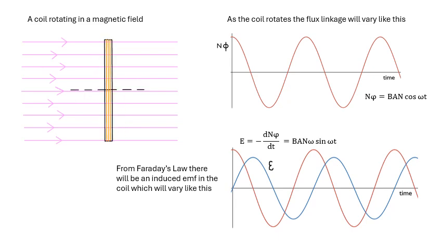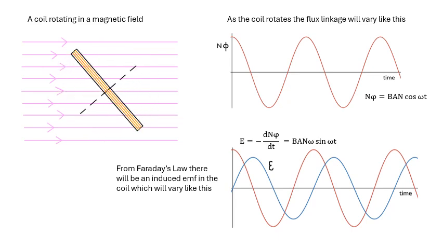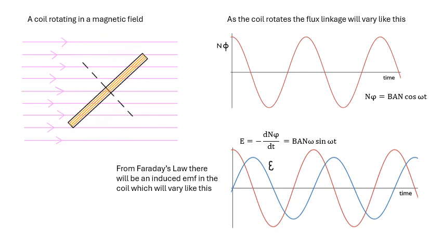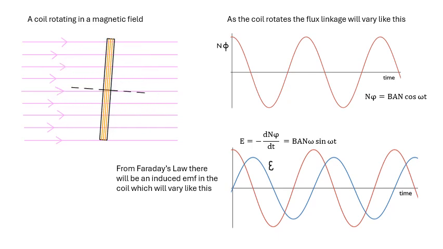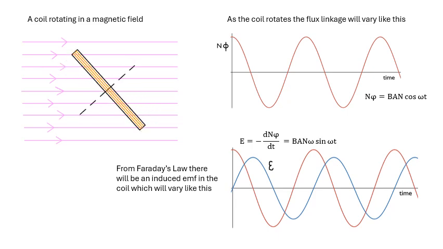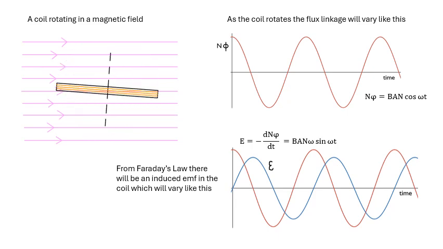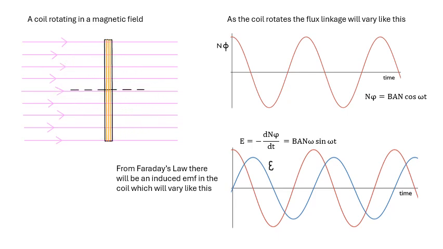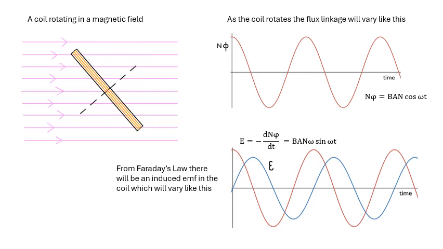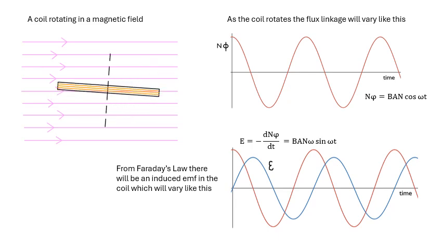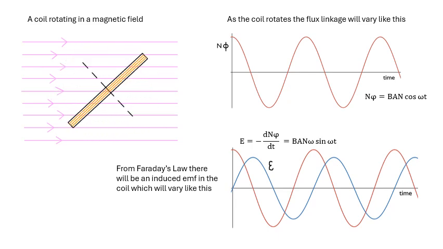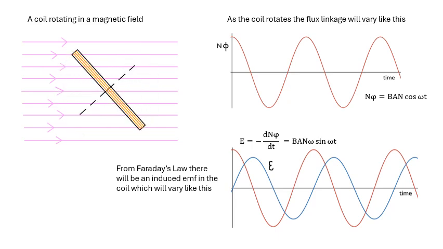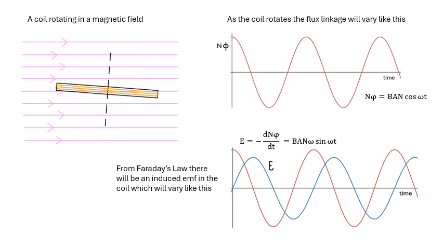Now, note that NΦ we said was BAN cos omega t. Because theta equals omega t, omega is theta over t, where omega is 2 pi f, and f is the frequency of the rotation. You remember all the circular motion stuff we did. So dNΦ/dt, if we differentiate that and include the minus sign, we get BAN omega sine omega t. So we see that the EMF is actually a sine wave.